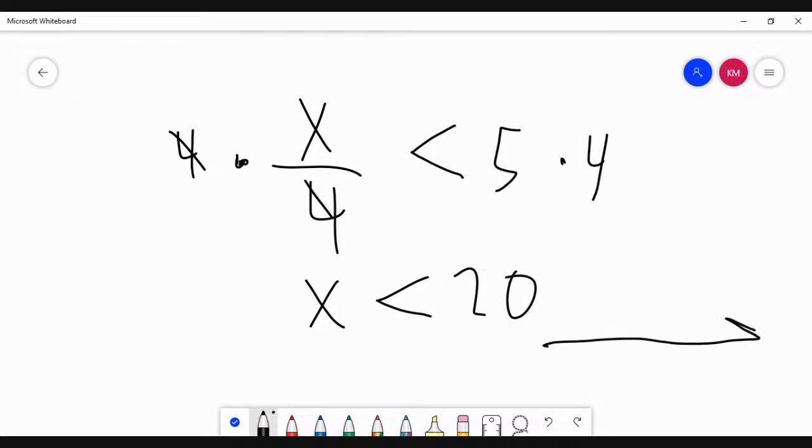Draw my line. And really, if you want to, you can just draw the number 20, a circle, and since it's less than, that means it's going to the left, and you draw your arrow.